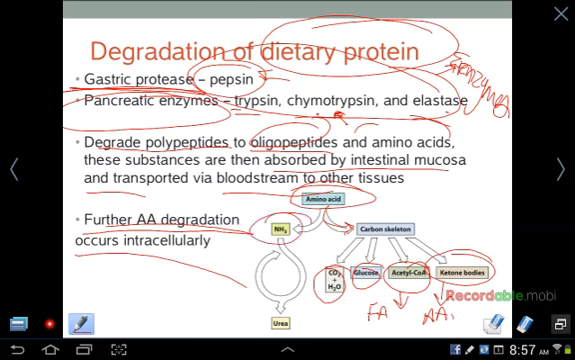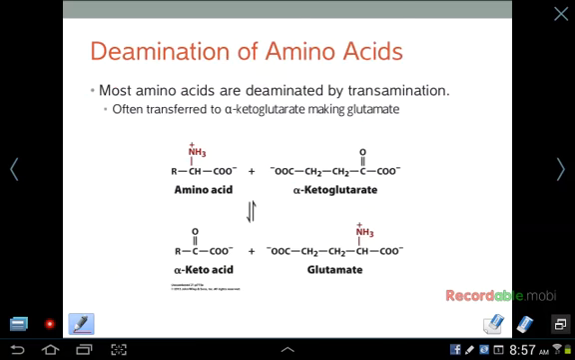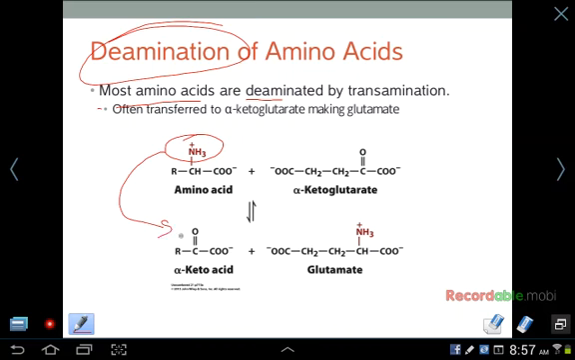The ammonia released from amino acid degradation is then sent through the citric acid cycle or used to create other amino acids that are needed for protein synthesis. All right, so when we're talking about removing nitrogen from amino acids, we call that deamination. So most amino acids are deaminated by transamination. So what we're doing is we're transferring the amino group from our amino acid to another alpha keto acid in order to make a new amino acid.